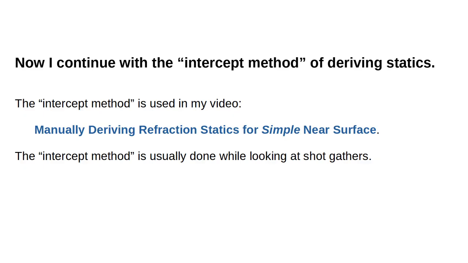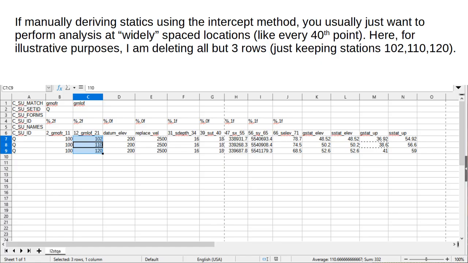Now I continue with the intercept method of deriving statics. The intercept method is used in my video, manually deriving refraction statics for simple near surface. The intercept method is usually done while looking at shot gathers. If manually deriving statics using the intercept method, you usually just want to perform analysis at widely spaced locations, like every 40th point. Here, for illustrative purposes, I am deleting all but 3 rows, just keeping stations 102, 110, 120.